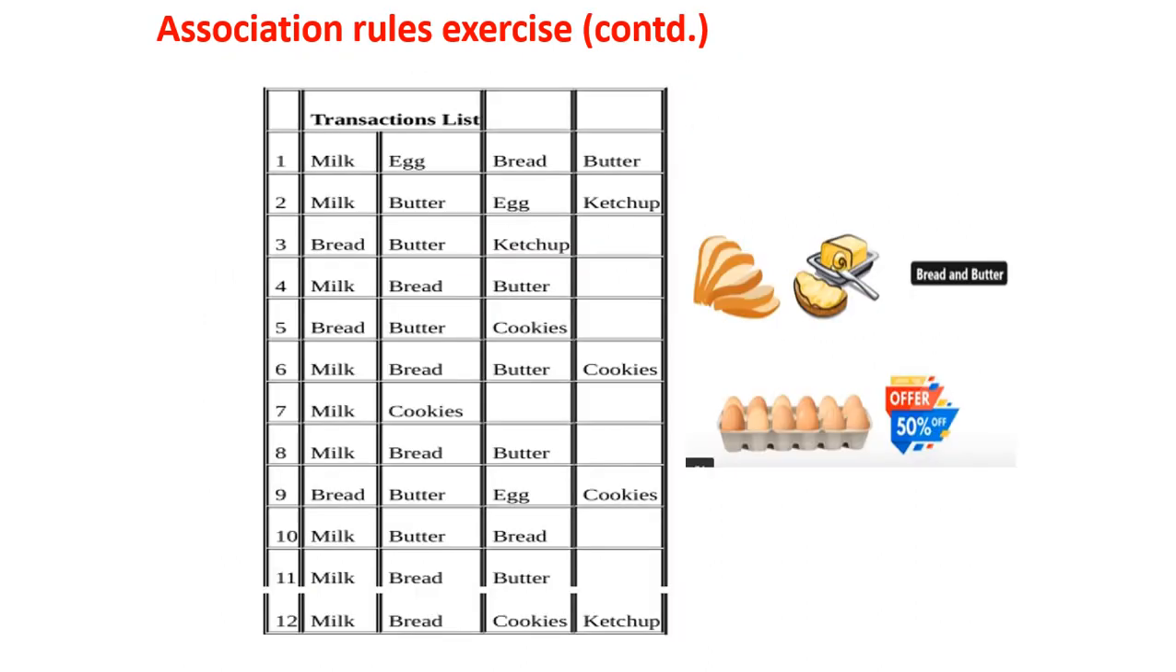Consider this table. In this case, there are 12 transactions. In the first transaction, you see the milk, egg, bread, butter combination. In the second transaction, milk, butter, egg, ketchup were sold. In the third transaction, bread, butter, ketchup were sold. In the fourth, milk, bread, butter. And like that, you consider a total of 12 transactions with different combinations.